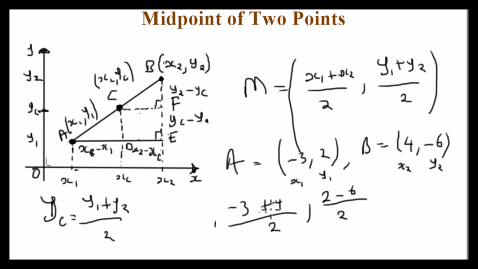And then what do I have? Minus 3 plus 4, that's plus 1. So my x midpoint will simply be equal to 1 over 2. That's for the x value or the abscissa. 2 minus 6 is negative 4. Negative 4 divided by 2, that's negative 2. Negative 2 will be my y coordinate or my y value. So all these concepts make perfect sense.